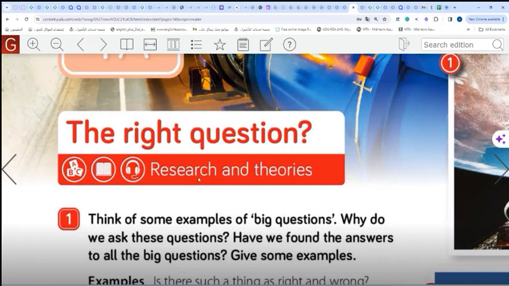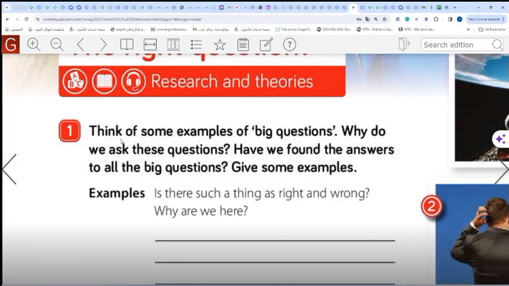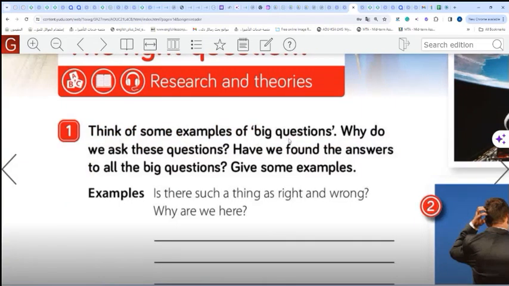نظريات. Yes. Alhamdulillah, have a seat. تفضل. Research, what do you mean by research? بحث. Okay, and theories? نظريات. Excellent. Yes, right. So now, dear students, think of some examples of big questions. Try to think of some examples of big questions.